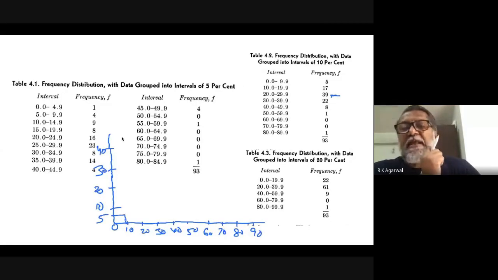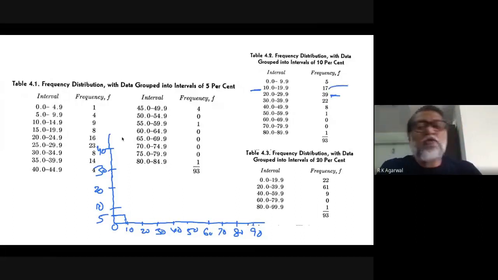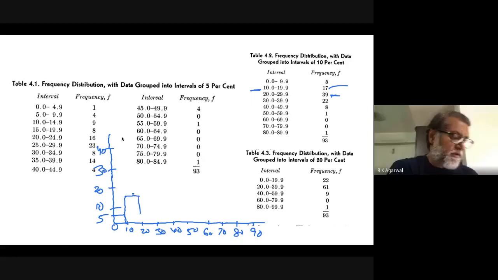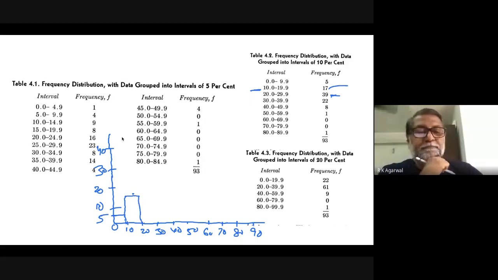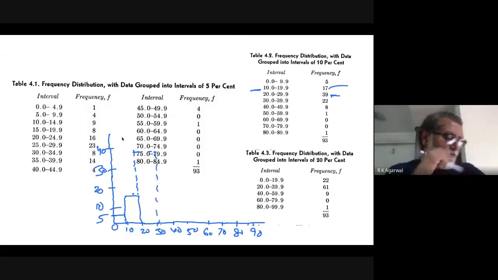What about the next one? 10 to 20. 10 to 20 has a frequency of 17. Somewhere around here, we will have a frequency of 17. So this is the second one. Then third, 20 to 30 has 39. Somewhere around here. So this is the third one.